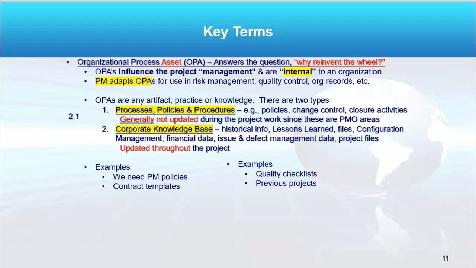But don't forget about number 2, corporate knowledge base, right? Which is historical information, right? There might be a similar project on the shelf you could review. What about lessons learned from a lessons learned file system? What about previous configuration management or financial data, right? You can use those. Those are organizational process assets.